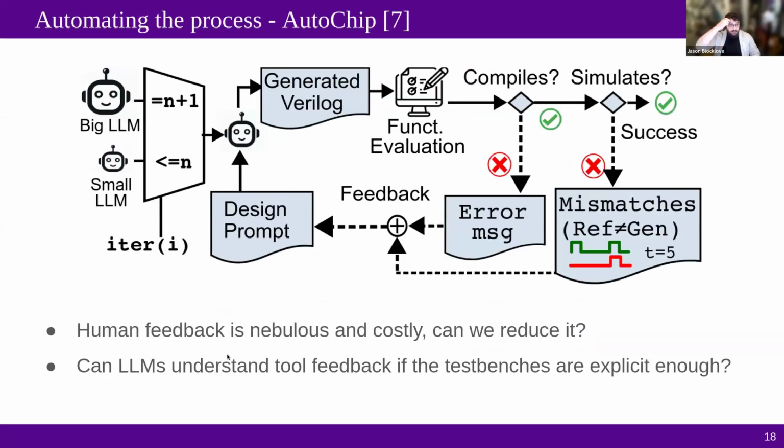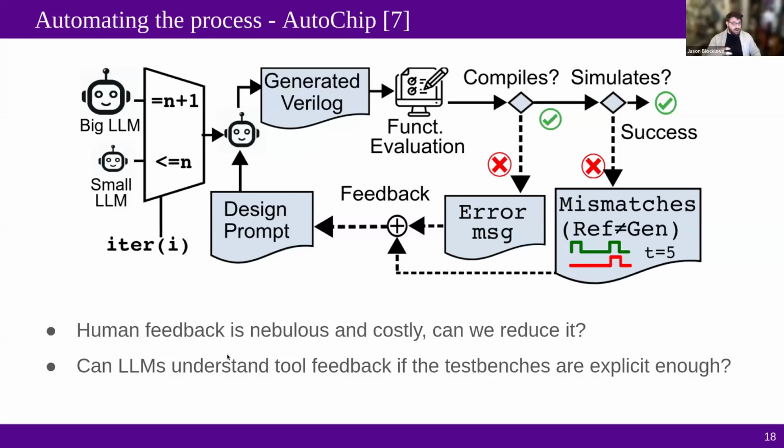The feedback we got on that work was largely, well, the human feedback portion of it is still kind of nebulous. It's nebulous, it's costly. Can we remove human feedback, or at the very least reduce it? And that leads to the question, can the large language models understand the feedback from the tools if the test benches are explicit enough? So we're going to remove the problem we ran into with non-compliant test benches from the last work. We're going to use a set of standard benchmarks with known good test benches, and we're going to see, do these work?